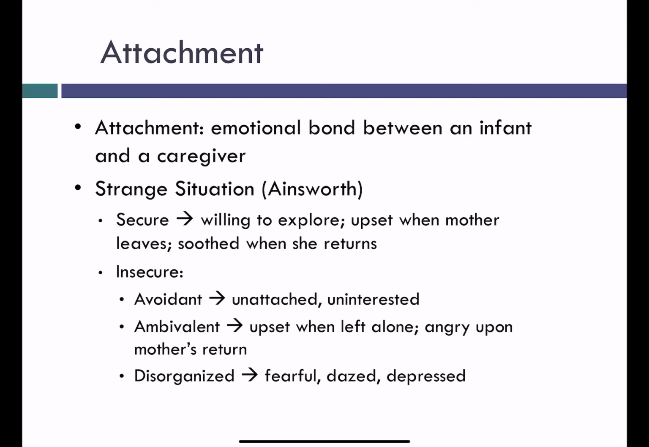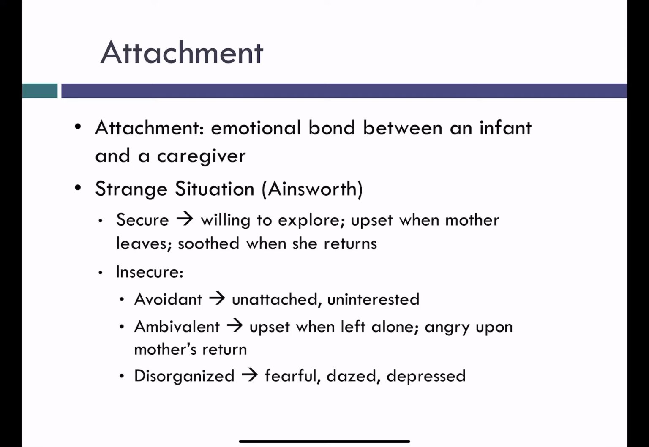Based on kids' behavior in this situation, she categorized kids into 4 different types of attachment. So kids with secure attachments are willing to explore when they're in the room with their mom. They become upset when the mom leaves, so that's normal and expected, but they're also soothed by her when she returns.